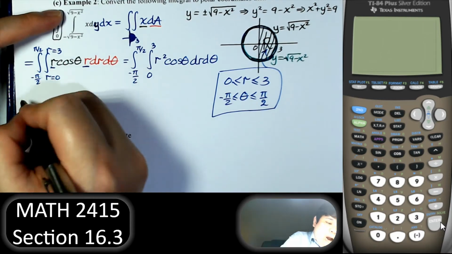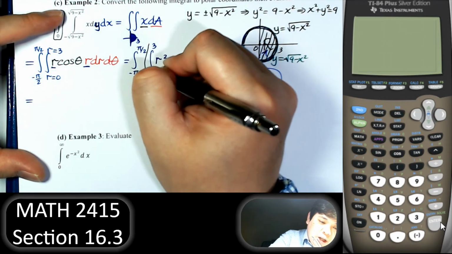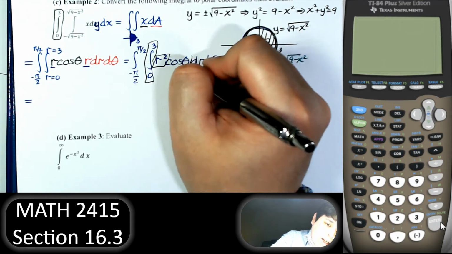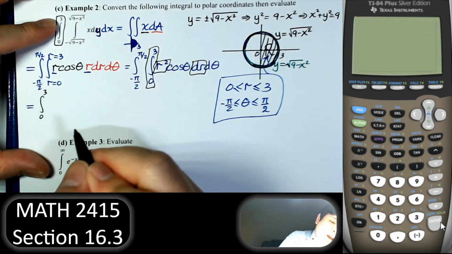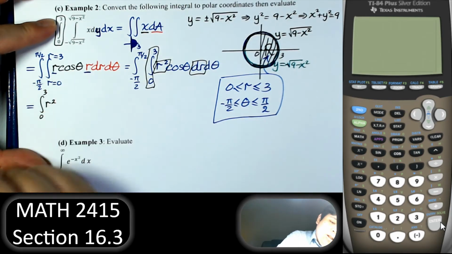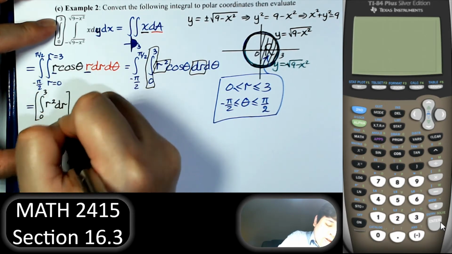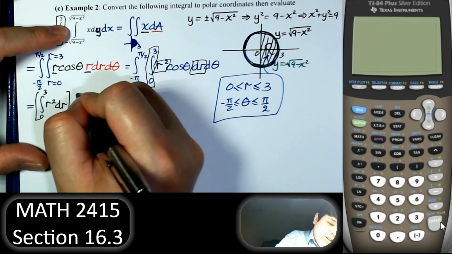And then just group everything with the r in it. So concluding, these have r in it, and then certainly r squared and dr. So from 0 to 3, we have r squared dr. What's left is d theta for theta.